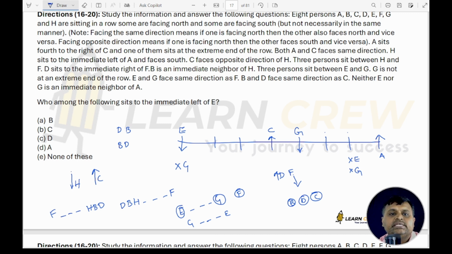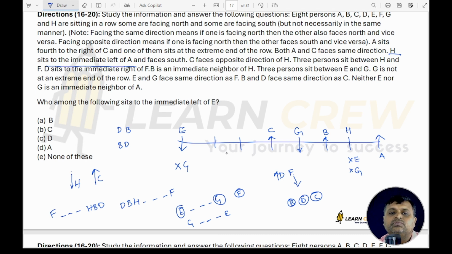Now H sits to the immediate left of A. It's already given. So it should be H. And it is given, what is given? B is an immediate neighbor of H. So it must be B. And B, D, C are facing north. B is facing north. And H sits to the immediate left of A.